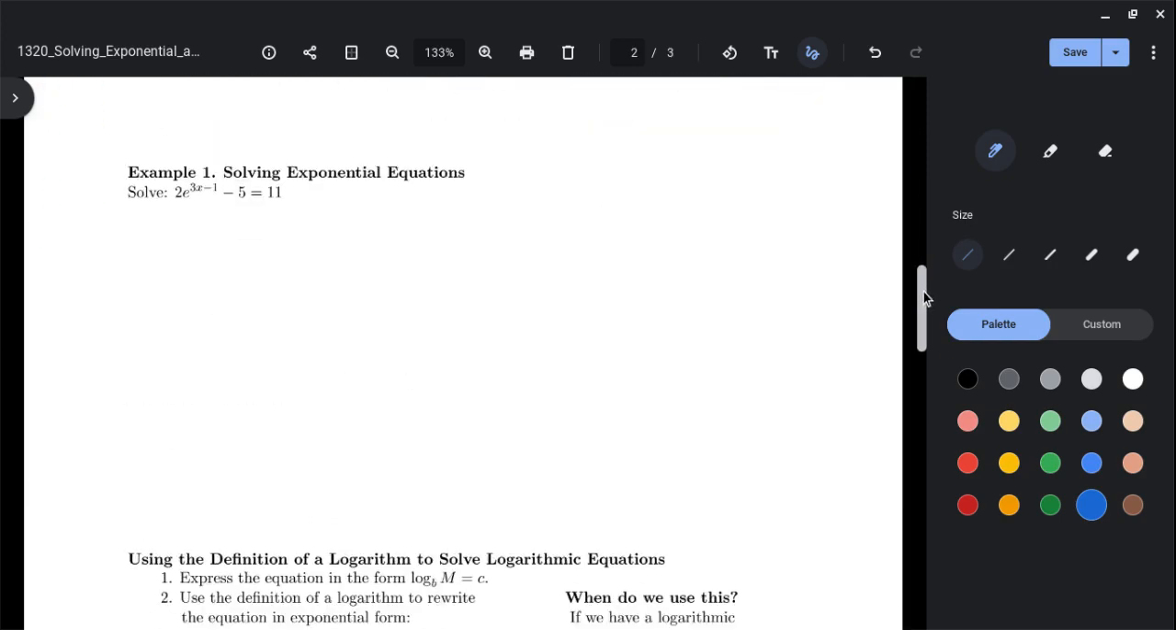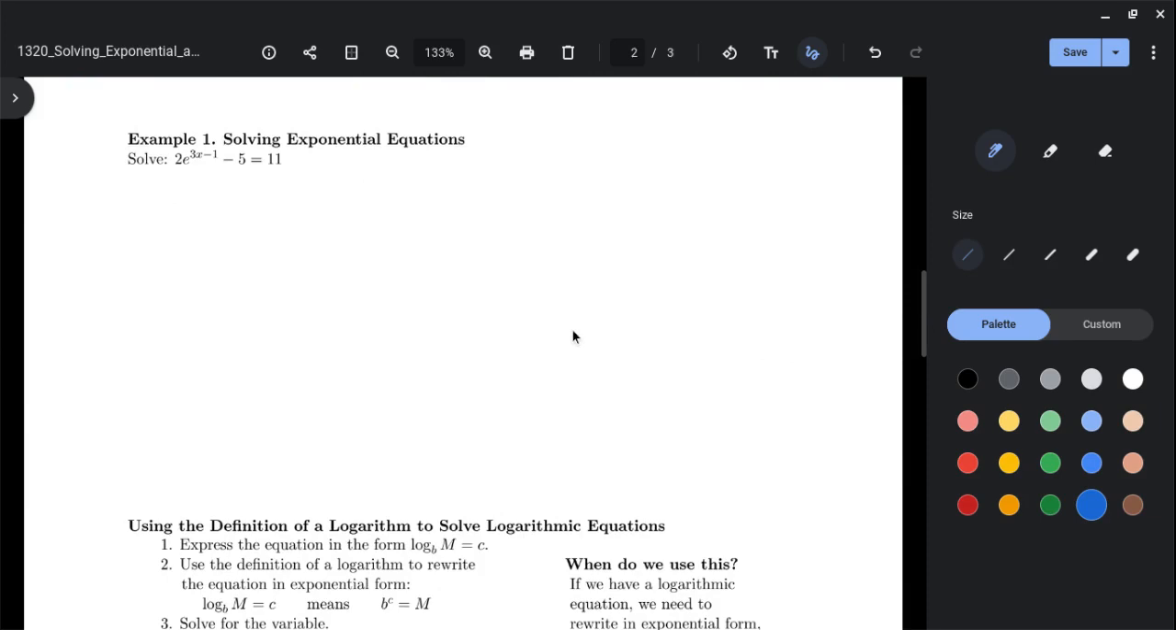All right, so let's go ahead and look at an example. Here we're asked to solve the equation 2 times e to the 3x minus 1 power minus 5 equals 11. So I'm going to rewrite this a little bigger. Remember that the first step was we want to isolate our term with the exponent that contains our variable. So the first thing I'm going to do is get rid of this minus 5. So we're going to add 5 to both sides.